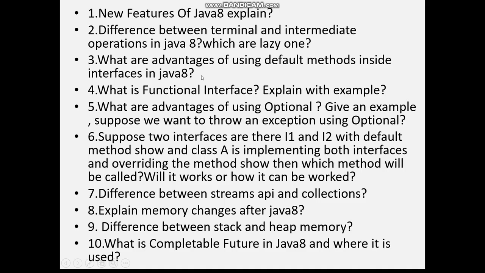And then the third question: advantages of using the default method inside interfaces in Java 8. As you are aware, from Java 8 onwards we have the default method inside the interface, and we can have the method implementation. Then we have what is a functional interface, you need to explain with an example, or what are the advantages of using the Optional class, giving an example. Suppose we want to throw an exception using the Optional class.